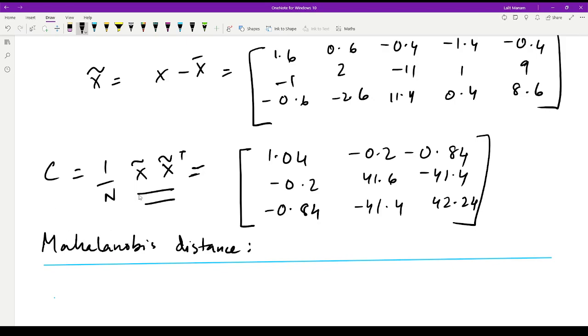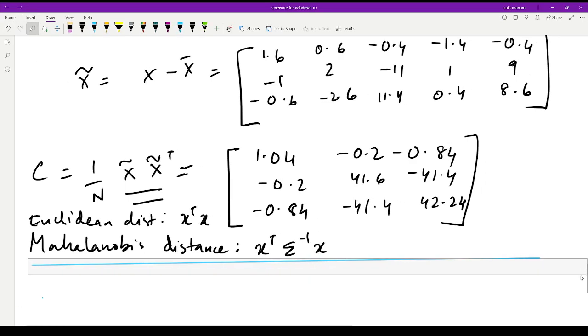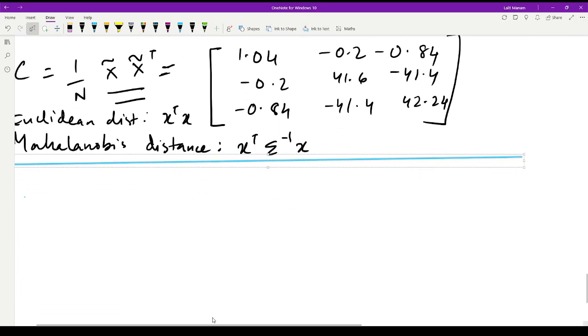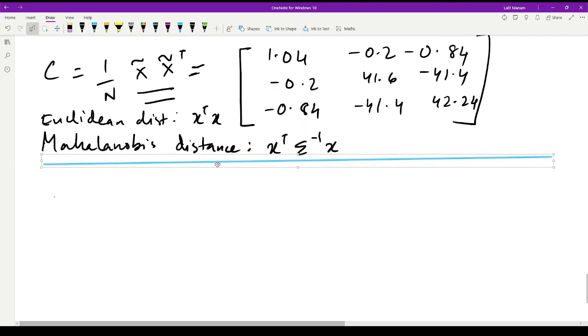Our usual Euclidean distance is some x transpose x, right? Here it will be x transpose sigma inverse x. How will this help us? Can you tell that?